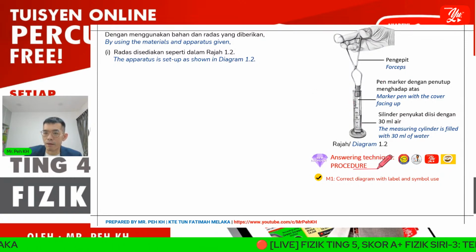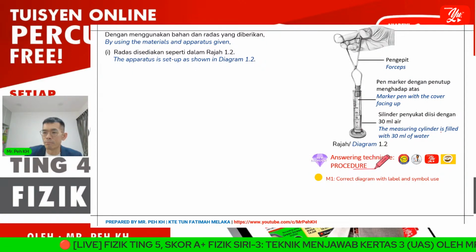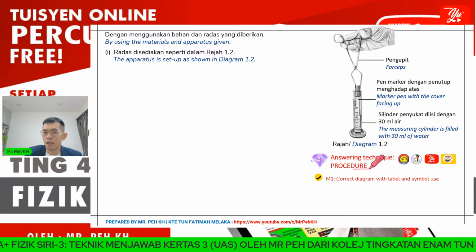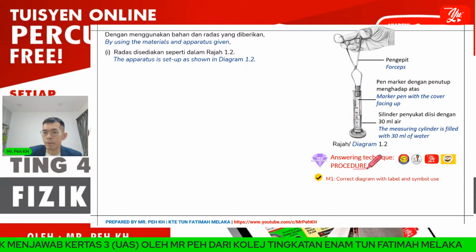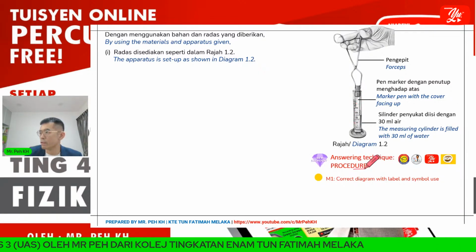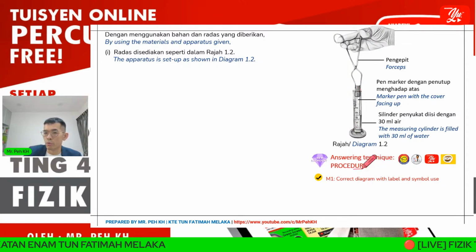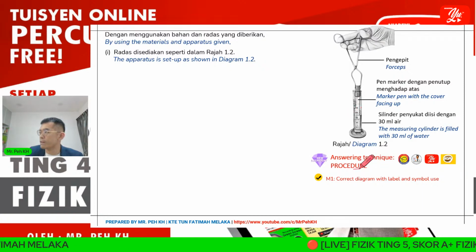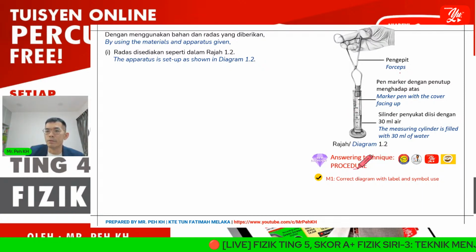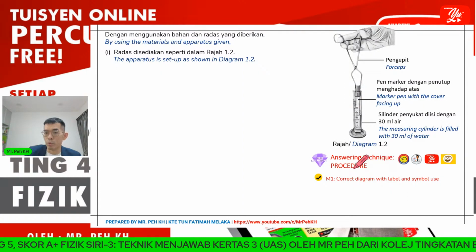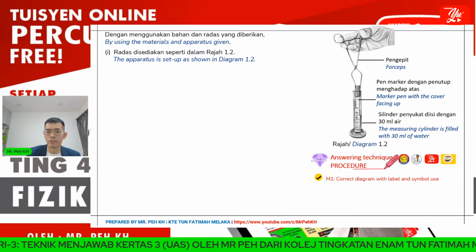Okay, so you can see here I have a measuring cylinder. So I just label it: measuring cylinder which is filled with 30 ml water. Okay, and then here, because the base of the marker pen is actually even compared to the cover, the bottom should be immersed in this case. The faucet here can help us to immerse the marker pen deep into the water actually. So this will be the first mark you will get.